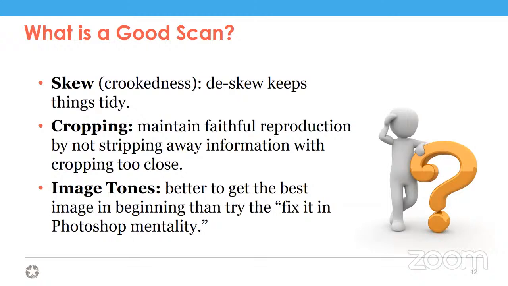The next thing you need to focus on for a good scan is cropping. You don't want to crop your image too tightly. Maintaining a faithful reproduction of your object means including the edges of the object sometimes. If you have just a small border just off the edge of your object, it may ensure that you get everything that is on that piece of paper, document, or photograph captured.